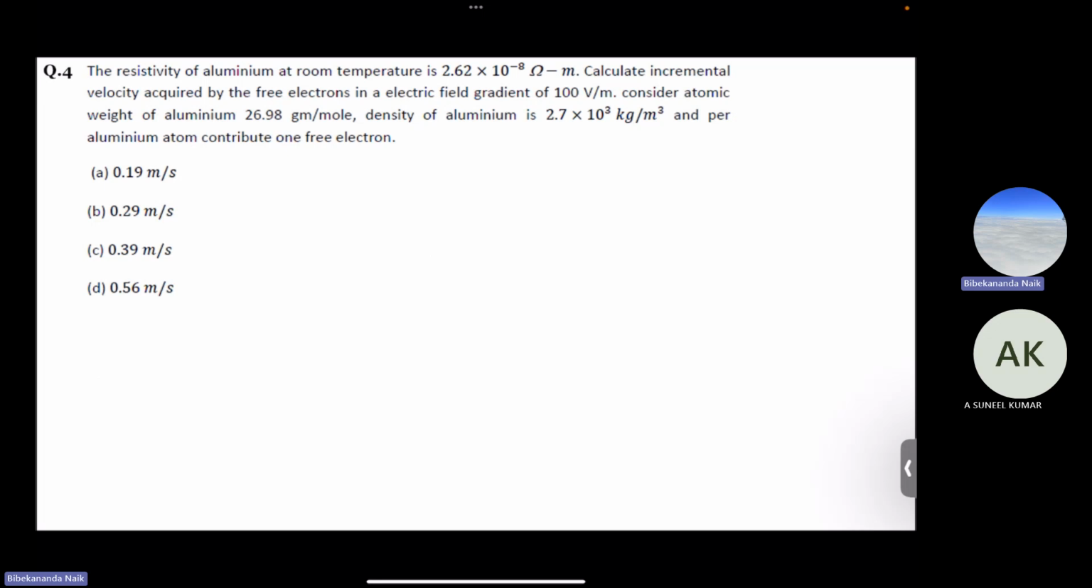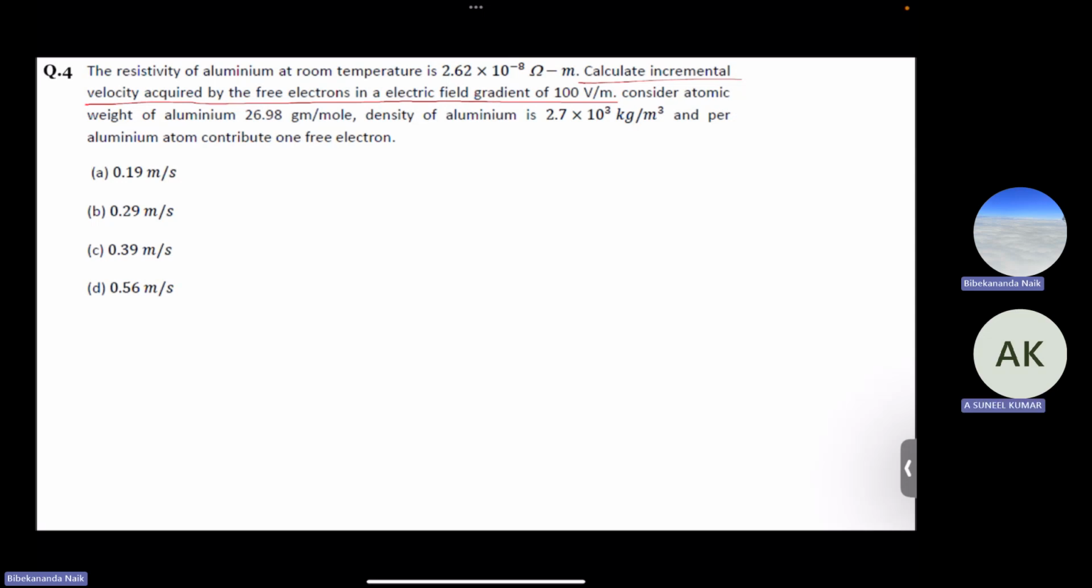So again, this question is pretty much similar to the previous question, but here we need to find the incremental velocity acquired by the free electron in an electric field gradient of 100 volt per meter. So when there is an electric field, what type of motion of electron will occur? In the presence of an electric field or field gradient, the electron will show drift motion. And in case of a concentration gradient, there is diffusion.